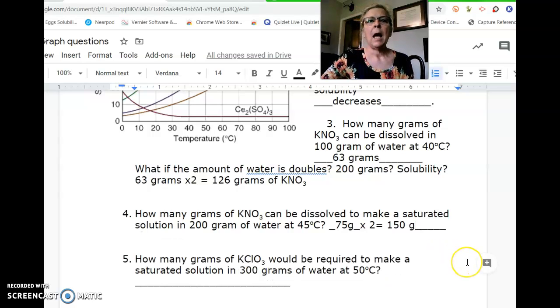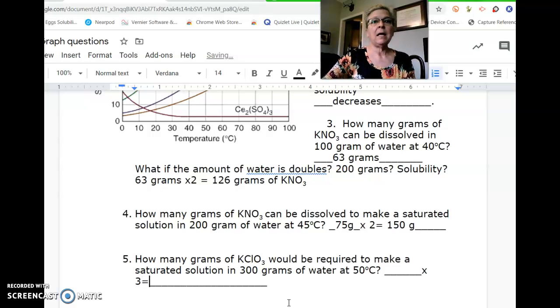All right. Let's take a look at one other example. The one other example is where we are taking a look at the solute KClO3. And we're going to look at 50 degrees Celsius. And we're going to remember that we have 3 times the amount of water, so whatever answer we get is going to be multiplied by 3. Okay, so whatever this answer is, after we look at the graph, we're going to multiply that by 3.